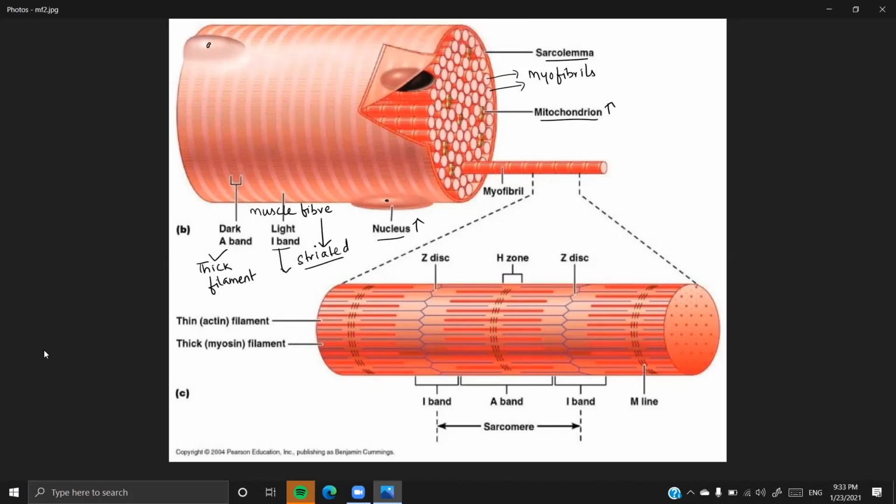Okay, children. And we have light bands, these light baby pink bands. So these light bands are made up of what? The dark bands are the thick filaments, and these are the thin filaments. Okay. So due to this, your skeletal muscle fiber looks striated. So it's a striated muscle fiber.